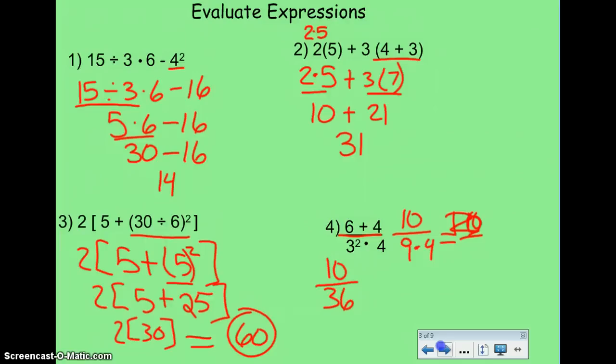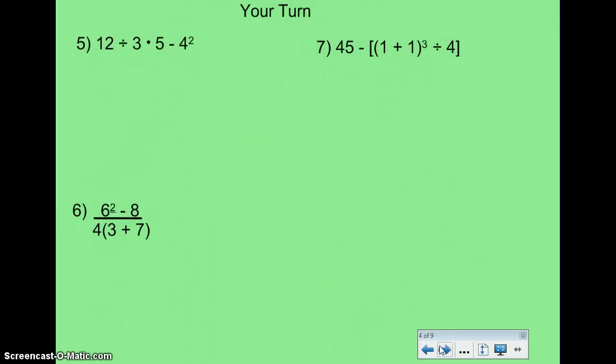We need, at this point in math, to go ahead and simplify this. We can divide by 2 if that's what we happen to see, and we get 5/18 as our final answer. Here are a couple that you certainly can go ahead, work out, and try on your own. Please hit pause and copy those down.